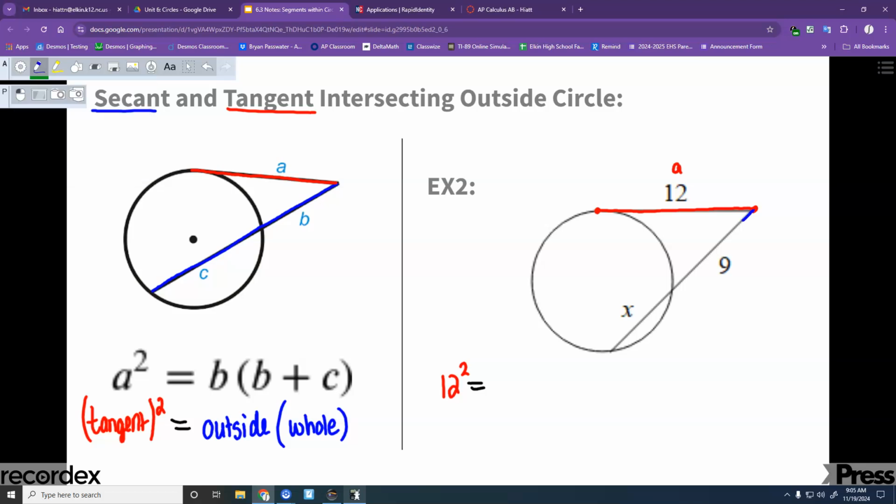And then the other one is my secant line. And B is the 9. That's the outside part. X is your C. That's your inside part. So you do the outside, which is 9, times the whole thing, which would be 9 plus X. Okay, so it'll set up an equation for you that we have to solve.